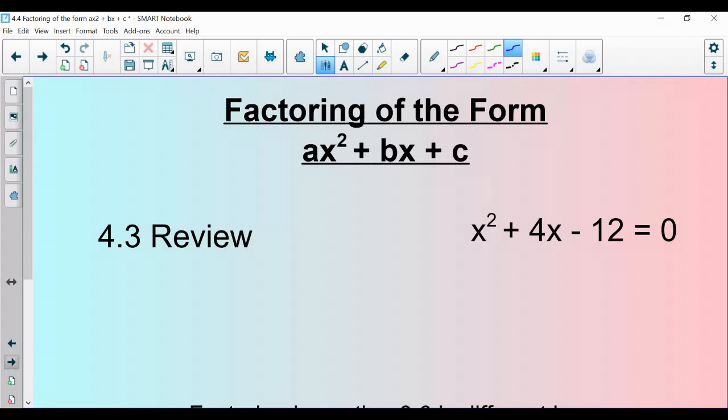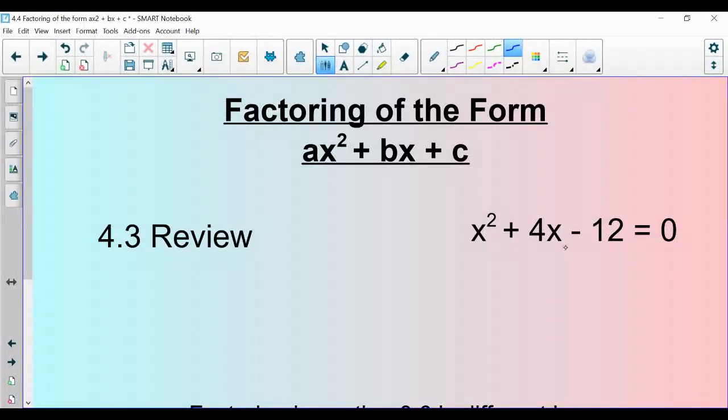So let's review really quickly what was section 4.3. Remember, the whole point of chapter 4 is we're trying to solve quadratics like this. And the first method that we learned was traditional factoring, when the x squared term doesn't have a number in front.